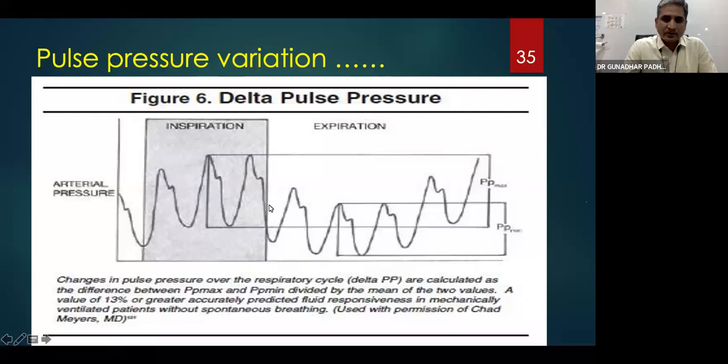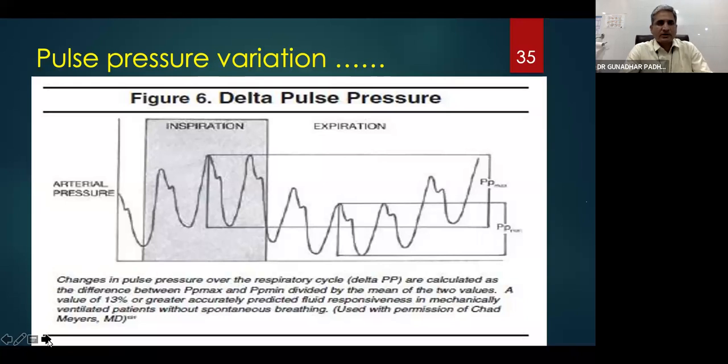And basically the difference of the mean of the two values, if it is 13% or greater, signifies that the patient is fluid responsive, and those patients sometimes require fluid. So all these components are attributed to the significant heart-lung interaction in a patient who is hypovolemic.